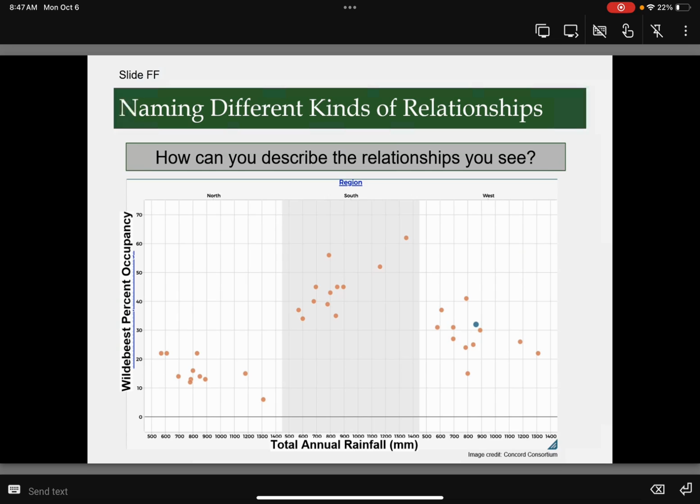I find that pretty interesting. So a few questions for you to think about. You might want to jot down the answers to these, probably on the bottom of page 37. There should be plenty of space there for you to write. So jot down some information that you are seeing here. What relationship are we seeing in the north? We're just talking about this portion of the graph. What relationship are we seeing there between the total annual rainfall and wildebeest percent occupancy?